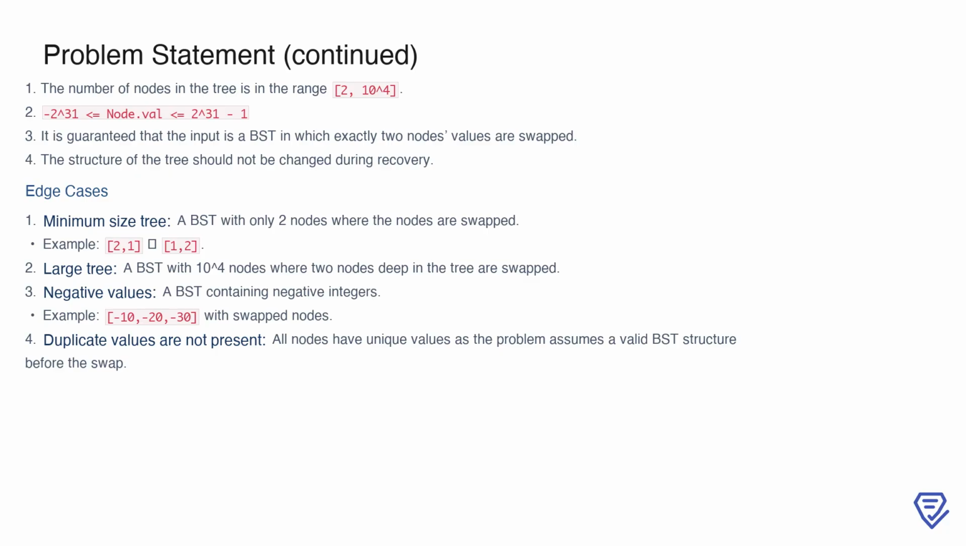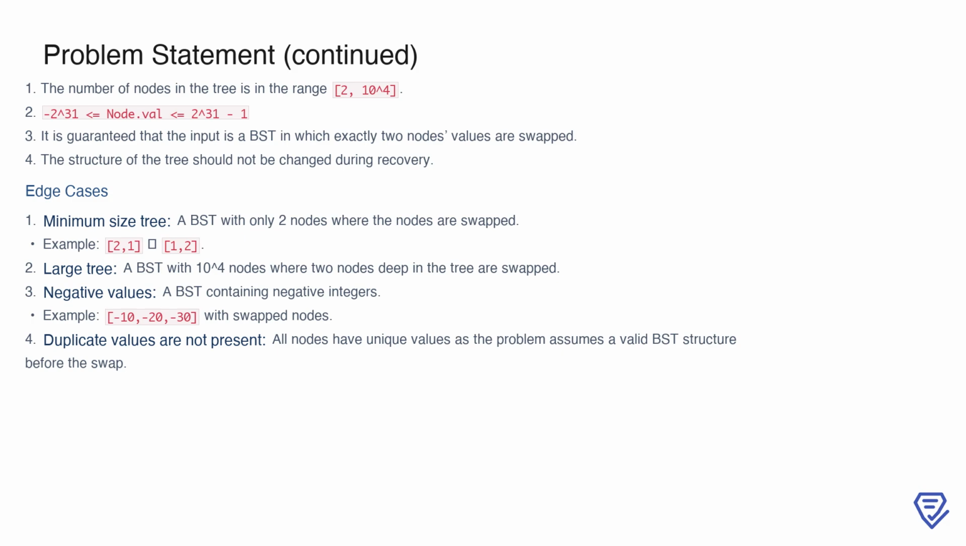First, the number of nodes in the tree can range from 2 to 10,000, so your solution needs to handle very large trees efficiently. Node values can range from -2^31 up to 2^31-1, meaning the tree can contain both negative and positive integers. Additionally, it's guaranteed that exactly 2 nodes are swapped, and the input tree is otherwise a valid BST. The tree structure must remain unchanged during recovery.